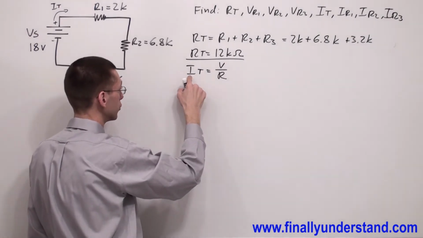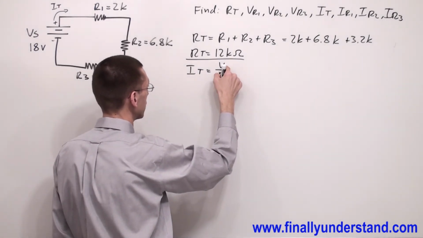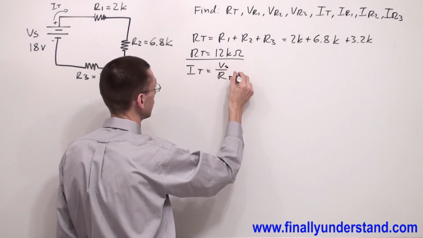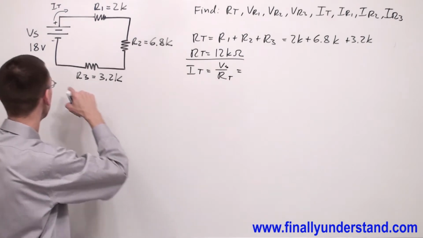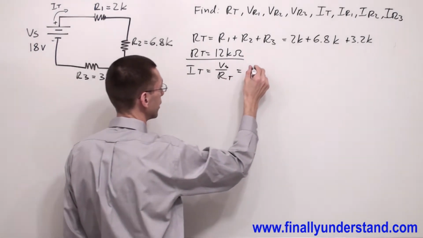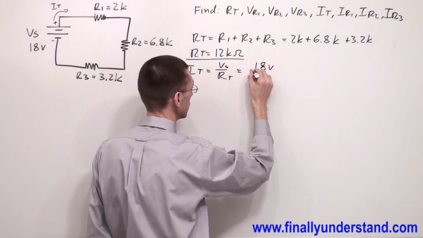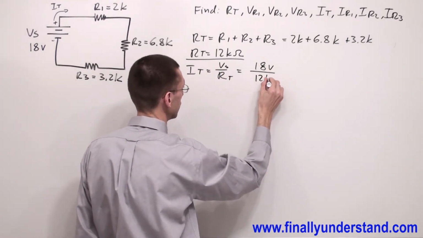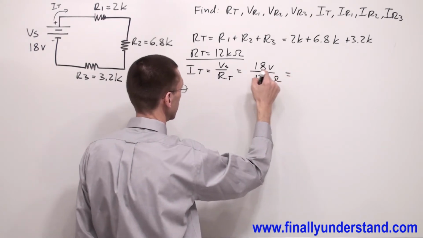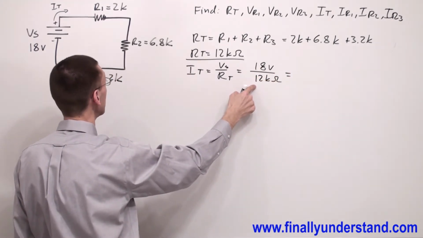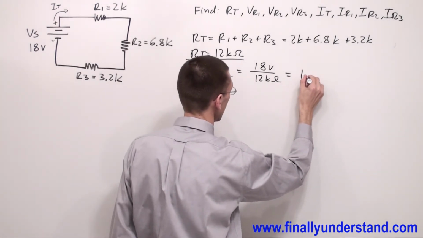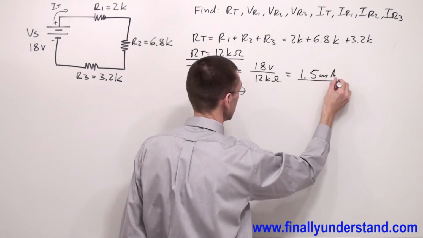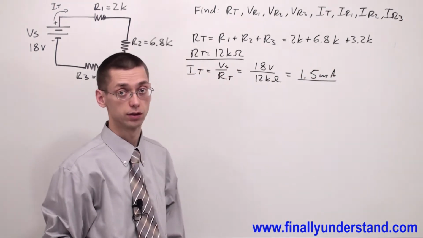So in this case, if I want to find I total, I have to divide voltage source by R total. Voltage source is equal 18 volts. 18 volts over R total, which is equal 12 kilo ohms. 18 volts divided by 12 kilo ohms is going to give me 1.5 milliamps. This is the total current in this circuit.